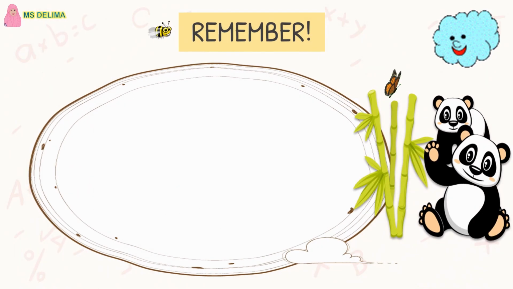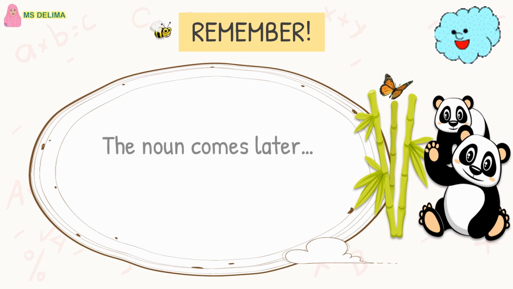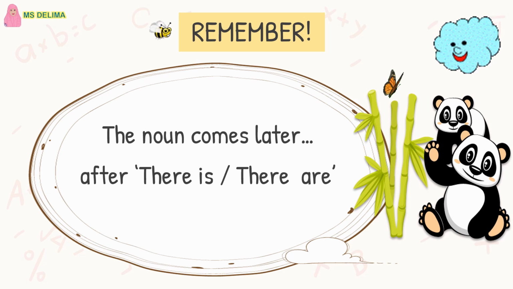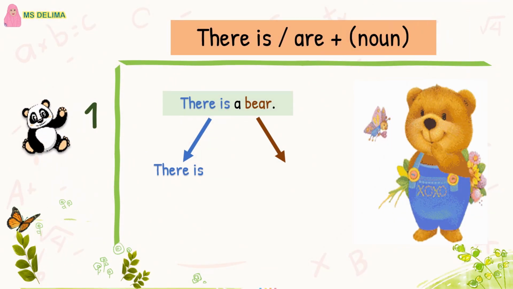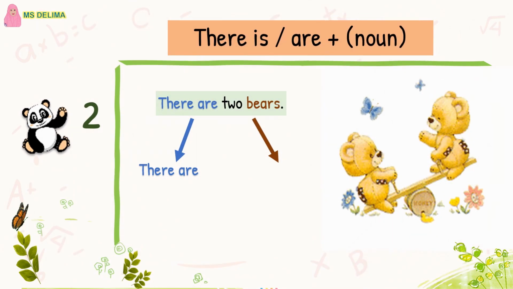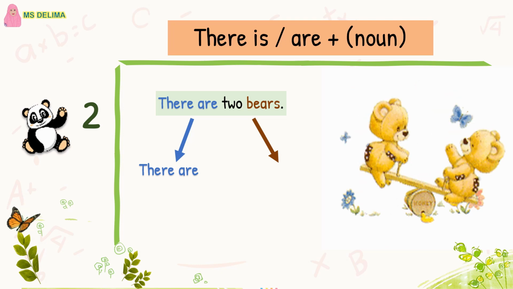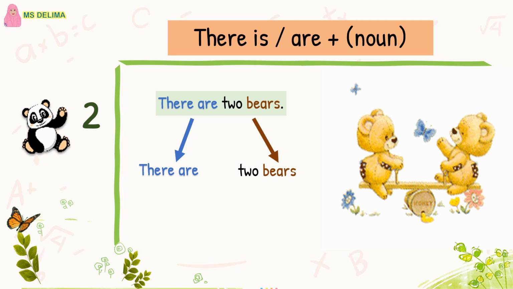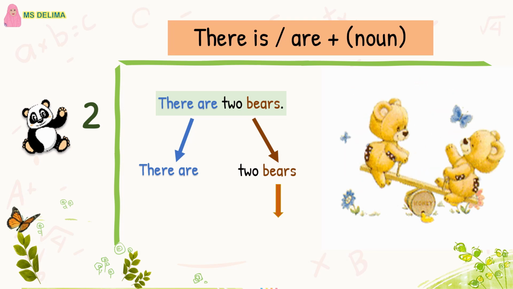We must always remember that the noun comes later, after there is or there are. So for example, for there is a bear, a bear is a noun. For there are, in this picture, there are 2 bears. So 2 bears are the noun.